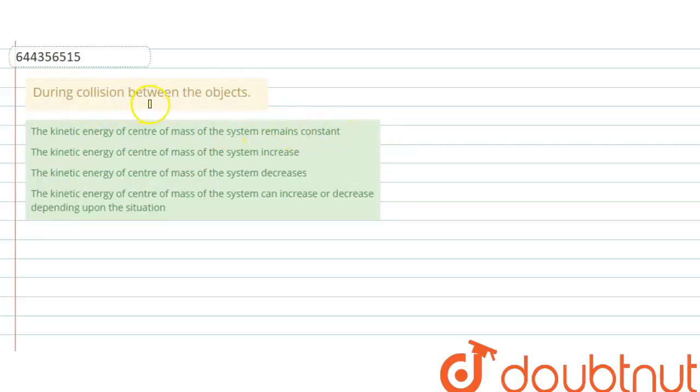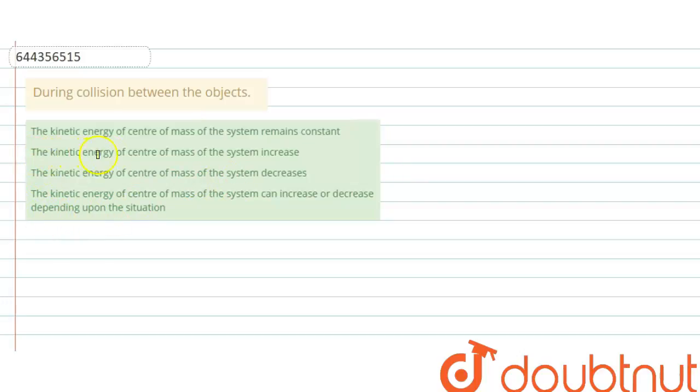As we know, during collision there is some potential energy stored in the system, and that potential energy comes from kinetic energy of the system. Means kinetic energy converted into potential energy, elastic potential energy due to deformation of body. So some part of kinetic energy converted into elastic potential energy of the object. So that means kinetic energy of center of mass of system during collision will decrease. So first option is wrong.